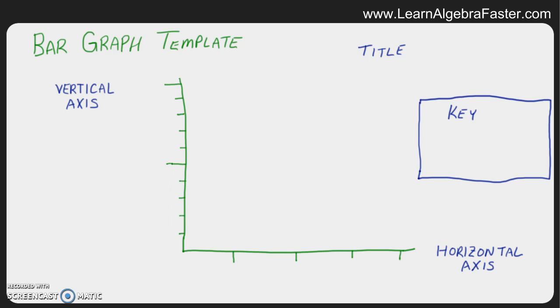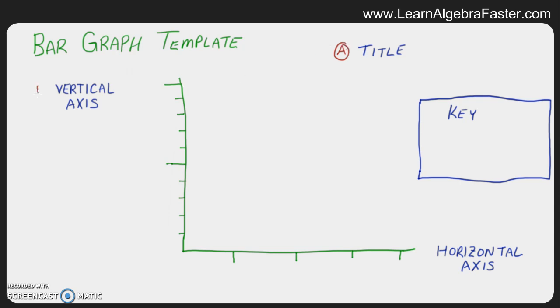Now, bar graphs have a few things in common. They actually have four things that are important in common. So the first thing is the title. That's going to tell you what you are actually measuring. That's going to be the name of the graph.